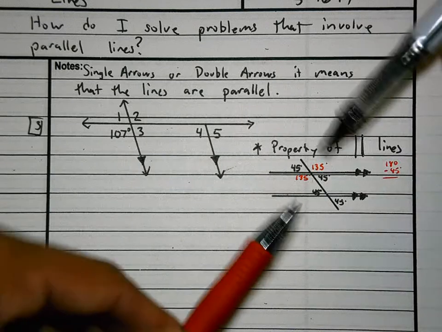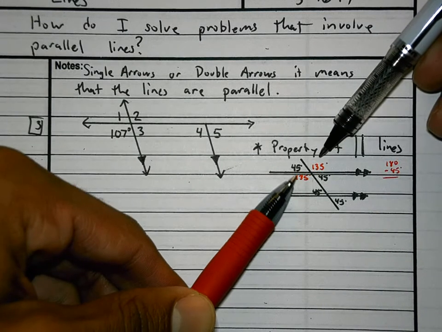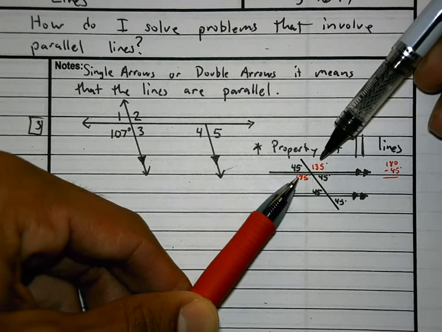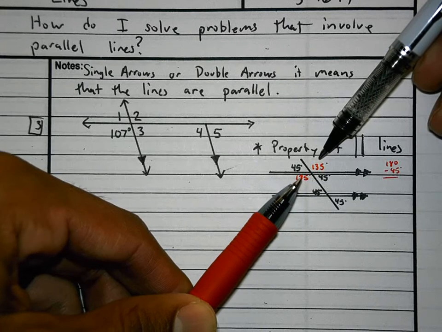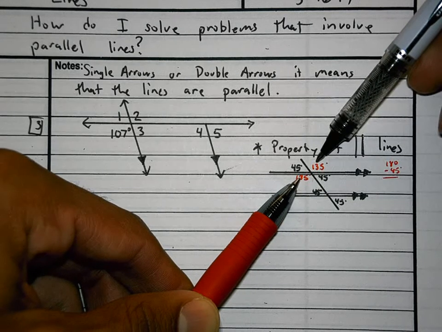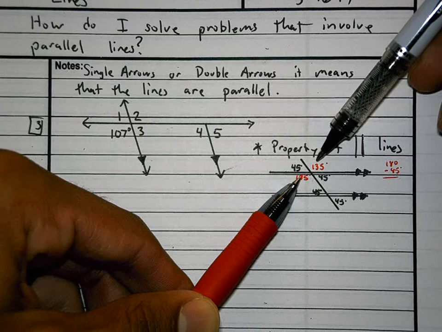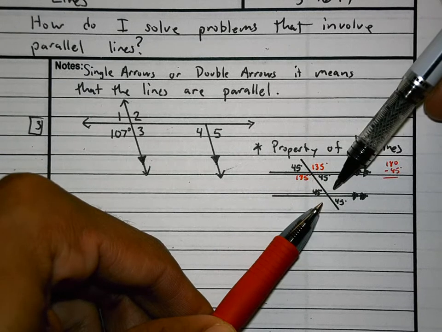By the way, the same property that we used before, we can use right here. The top right, the bottom left is 135, 135. We can slide down the transversal. Sometimes I make sound effects. Whee! As we slide down here.